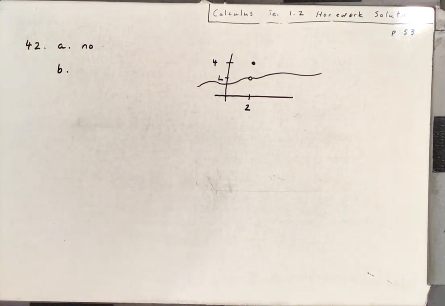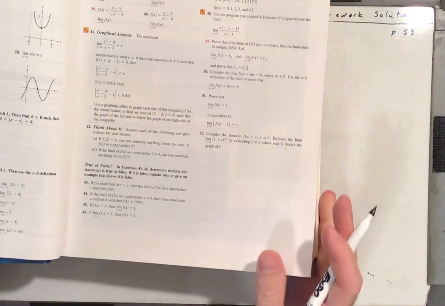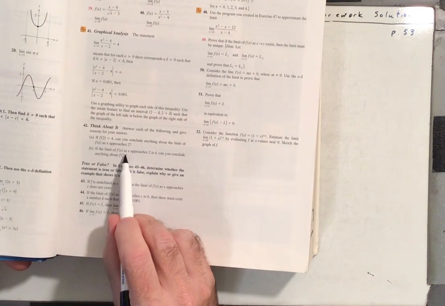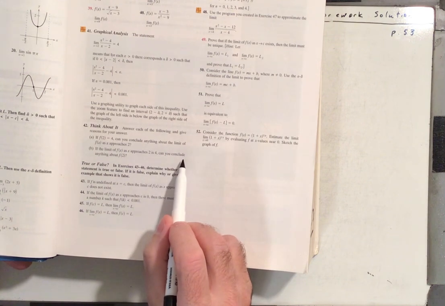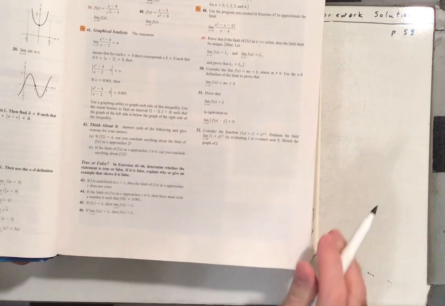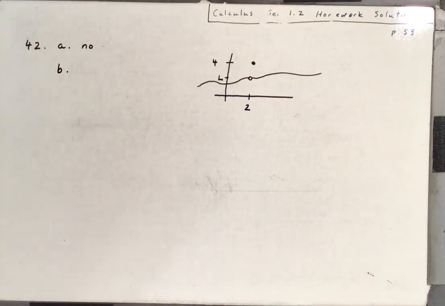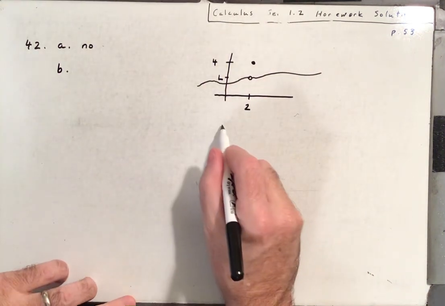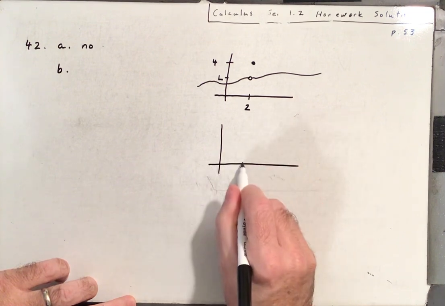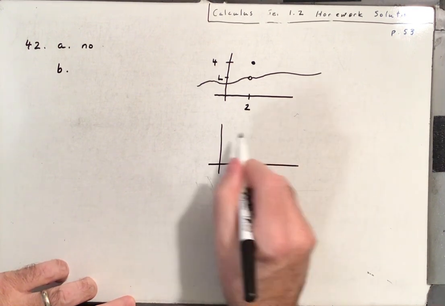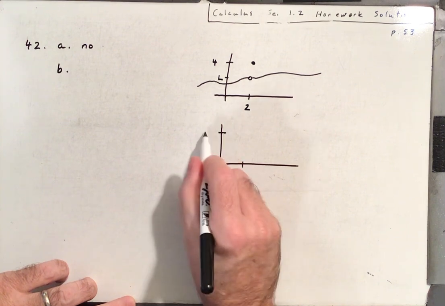Now part B says, if the limit of f of x as x approaches 2 is 4, can you conclude anything about f of 2? Okay, this time it says the limit is 4. Can I conclude anything about it? So this is basically the opposite version.